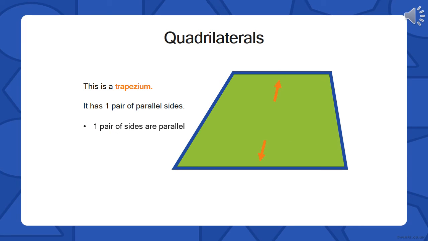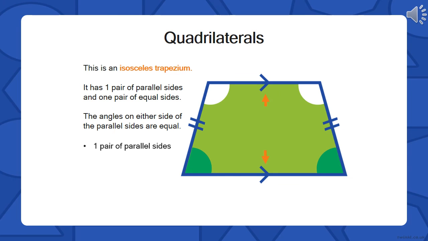Next we have a trapezium, and this has one pair of parallel sides. This is an isosceles trapezium. It has one pair of parallel sides and one pair of equal sides. The angles on either side of the parallel sides are equal.